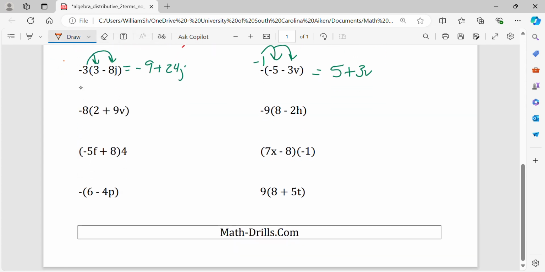I'm trying to change colors, like I said, so we don't get confused as we go. Now I have -8 times 2 plus 9b. I'm going to distribute to both of those terms that -8. Now, -8 times 2 is -16. -8 times 9b is, so -8 times 9 is -72b. Here I'm distributing the -9 to the 8 and the -9 to the 2h because it's -9 times 8 minus 2h. -9 times 8 is -72 and -9 times -2h is +18h.